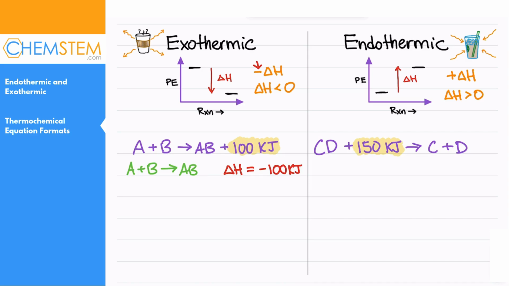Same thing over here. We have CD, and we can take the heat back out of the equation, so CD decomposes into C plus D, and when that happens, so press tab twice in your head, we have delta H is equal to, now you don't have to put the positive sign, but it's good practice at first, 150 kilojoules. So again, another way to write the exact same thing.